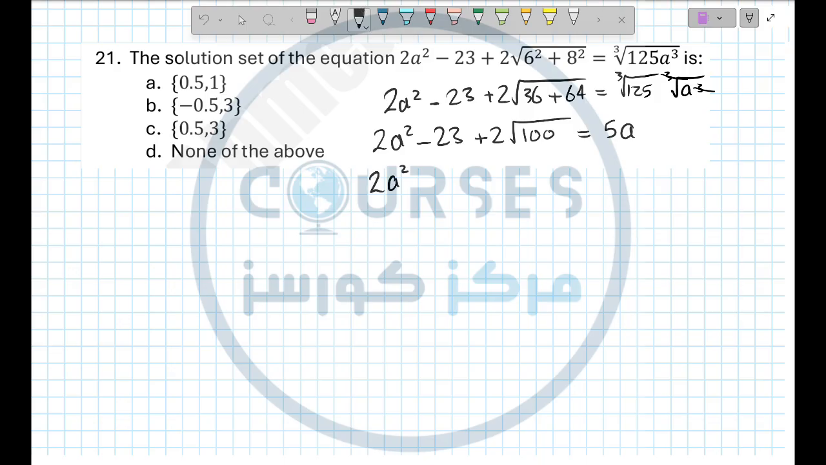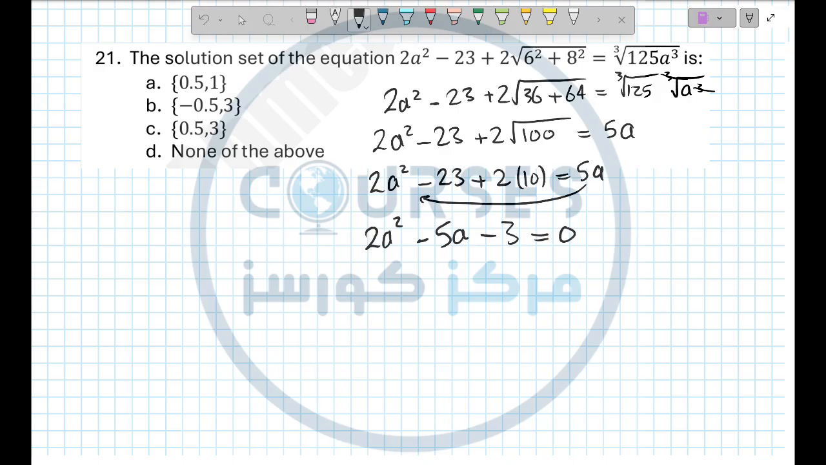So 2a squared minus 23 plus 2 times square root of 100. Square root of 100 is 10, equal to 5a. Now move that 5a in here. So that's 2a squared minus 5a. And 2 times 10, that's 20 minus 23. So that's going to be negative 3 equal to 0.